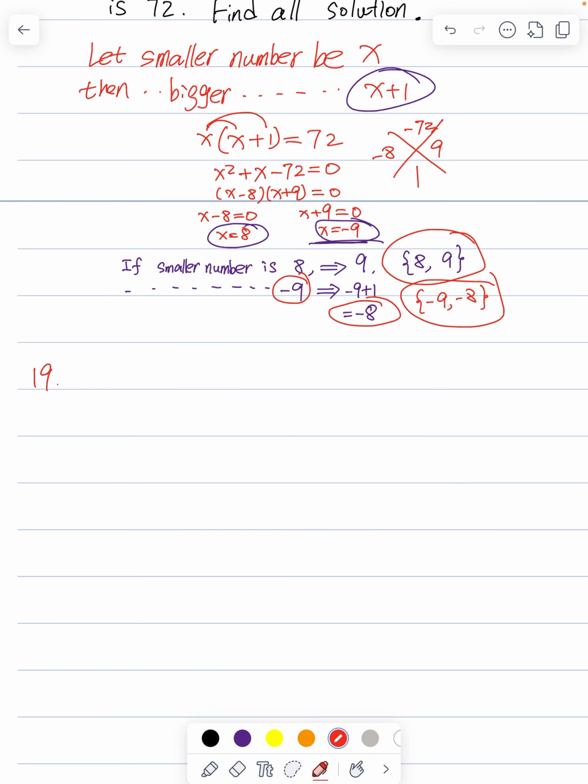Number 19. The length of a rectangle is 8 feet more than its width. So I'm thinking if the width is x, the length must be x plus 8, because the length is 8 feet more. The area is 84 square feet, right? Find the length and width.